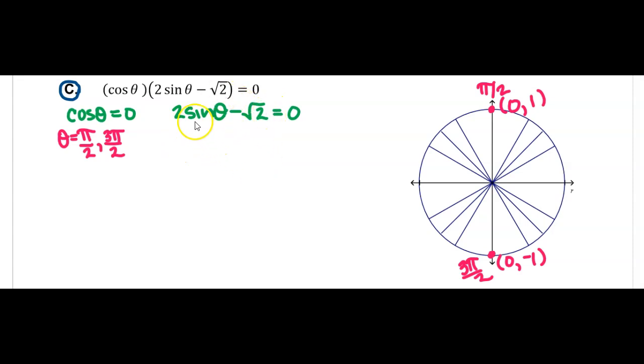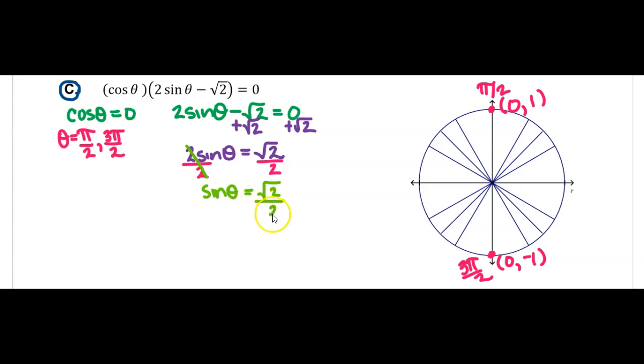So we're going to solve this for sine theta. We're going to add square root of 2 to both sides, and we're going to divide both sides by 2. Okay, so where is our sine? Positive root 2 divided by 2.